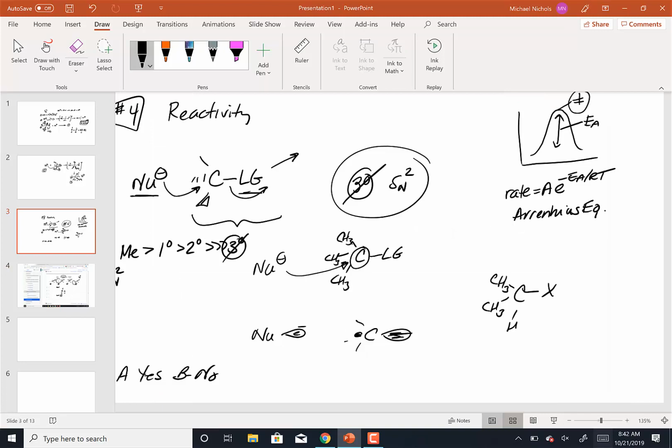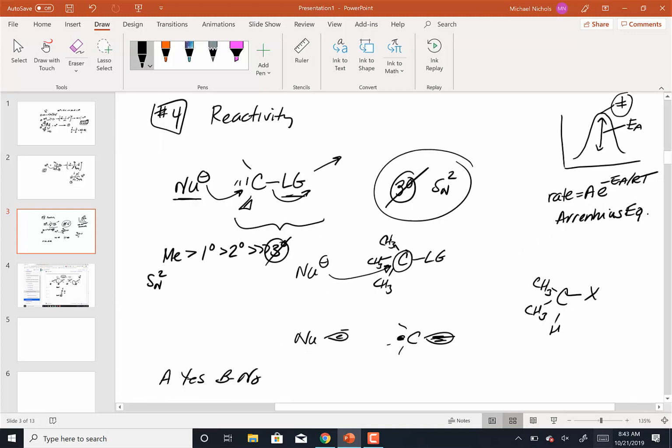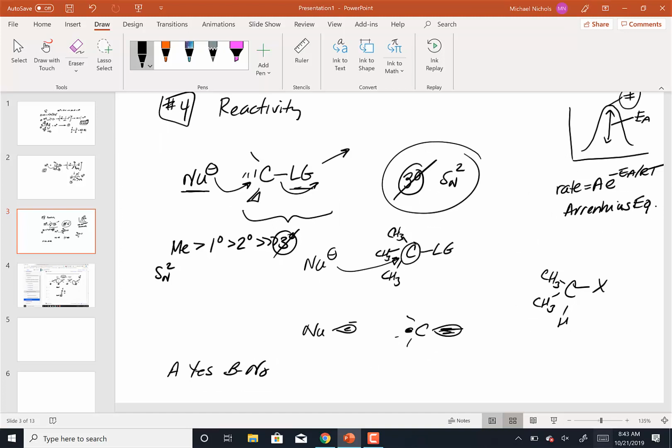But again, I want to make this point. The larger the group, the more the steric hindrance. How does that slow down the reaction? That slows down the reaction because eventually the nucleophile has to come over here and form the transition state. Well, the transition state with all these large groups around it is going to go up in energy. As it gets higher in energy, the transition state, the higher the activation energy, the slower the reaction.